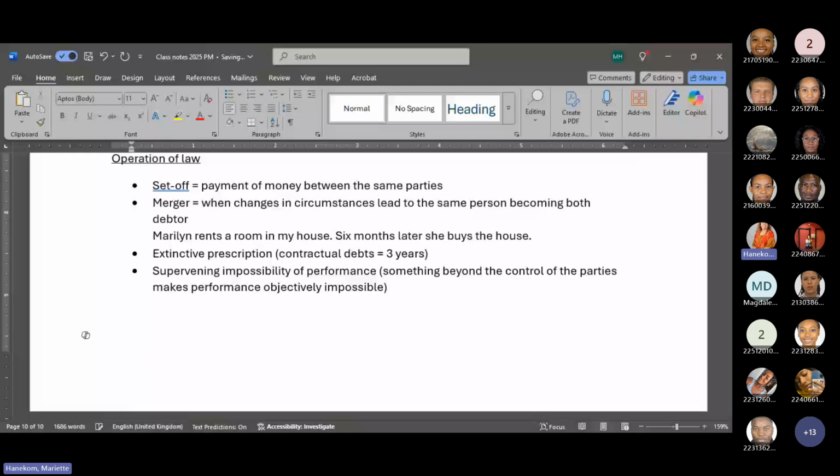Be careful here. This is something I'm going to ask you also in the test. Don't confuse these two. Objective impossibility of performance. That is at the time of contracting. Possibility of performance is one of the requirements for a valid contract. Objective impossibility of performance at the time of contracting. Performance is actually impossible. One of the requirements for a valid contract is not met. The contract is void.